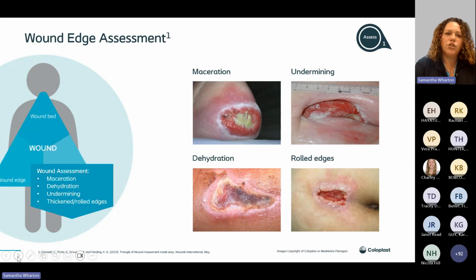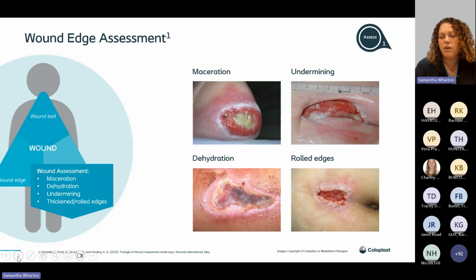Then we look at the wound edge. So we're looking at, you know, is the wound edge macerated? There's a great picture there, that white ring around the edge of that wound. That's that maceration. The cells are swelling with the fluid. It's not being managed correctly. And what will happen over time is that wound will just get bigger and bigger as that maceration breaks down. You've got that undermining. And also on that picture, you've got the rolled edges as well. These are really hard to manage.